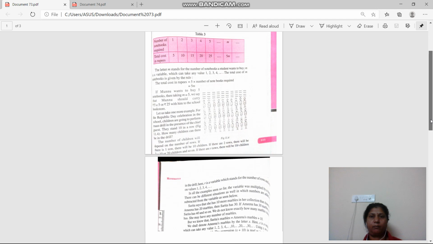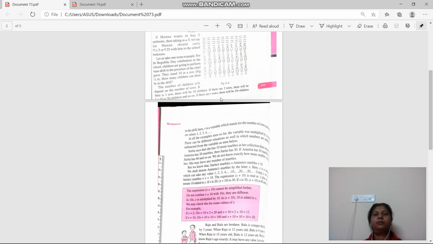See, the number of children will depend upon the number of rows. If there is one row, there will be 10 children. If there are 2 rows, there will be 20 children. If there are r rows, instead of taking 7 rows, here it is taken as r. So r varies; r is the variable. Variable means it changes, no? The number of rows will change, so it is taken as a variable. So r is the rows, and there will be 10 r students. Why 10? Because the number of students in one row is equal to 10.